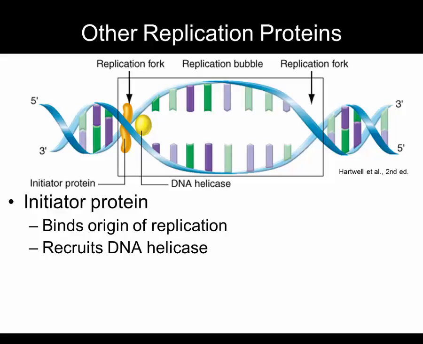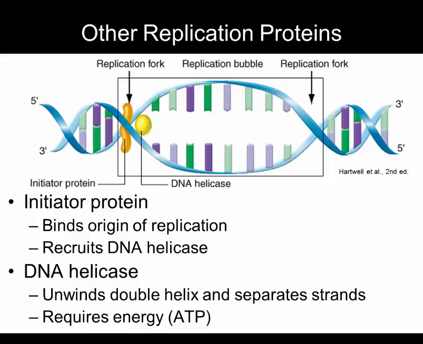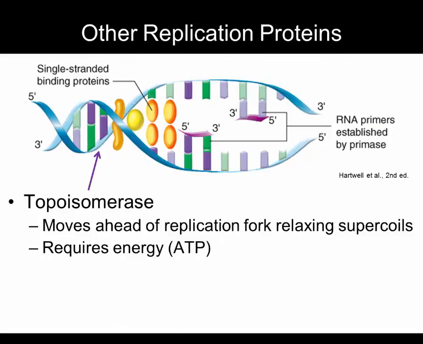It recruits DNA helicase, which does the job of creating the replication fork by unwinding the DNA and separating the strands. This is another step in replication that requires energy in the form of ATP. Now sometimes DNA can become overwound and form what we call supercoils, which replication forks can't move past. So an enzyme called topoisomerase, not shown here, moves ahead of the replication fork, relaxing supercoils. This also requires energy in the form of ATP.